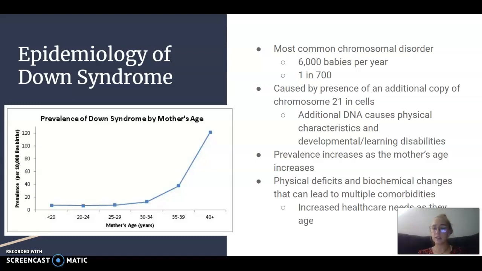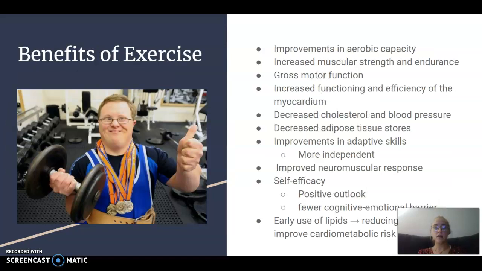The physical deficits and the biochemical changes can lead to multiple comorbidities. And as someone with Down syndrome ages, the healthcare need increases. This could be because of the multiple comorbidities, or just because, with age, they have less ability to do things on their own. The benefits of exercise are similar to those of someone without Down syndrome. People with and without Down syndrome have pretty much the same benefits from exercise. Some of these include improvements in aerobic capacity. This is especially true for people with Down syndrome because they have a decrease in cardiovascular and aerobic endurance, so with exercise, that becomes improved.